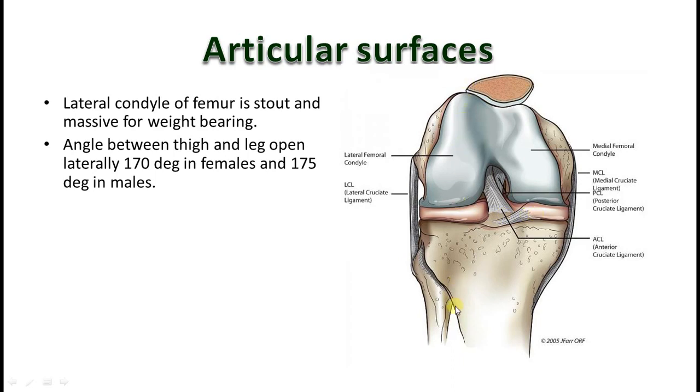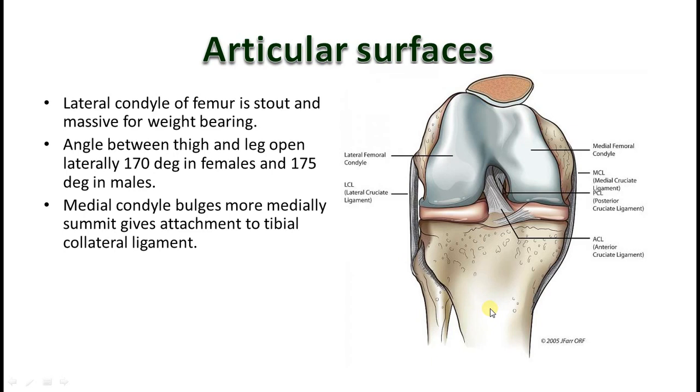But if you look at the long axis between the femoral condyle and tibial condyle, there is an angle of 170 degrees. It's slightly higher in case of males. The angle is actually open laterally. The angle between the long axis of the femur and the long axis of the tibia, where they meet here, forms an angle of 170 to 175 degrees, which is open laterally.